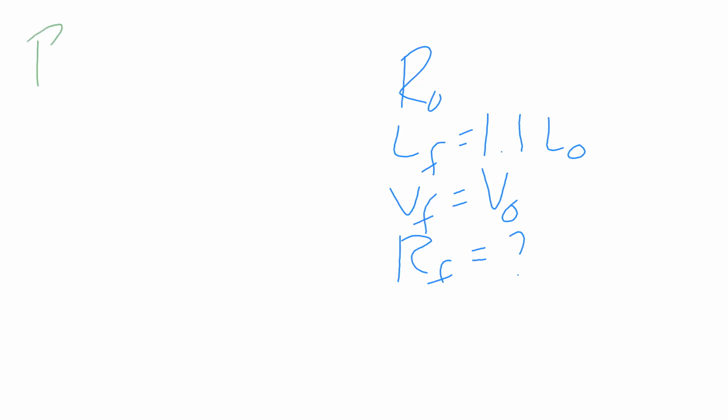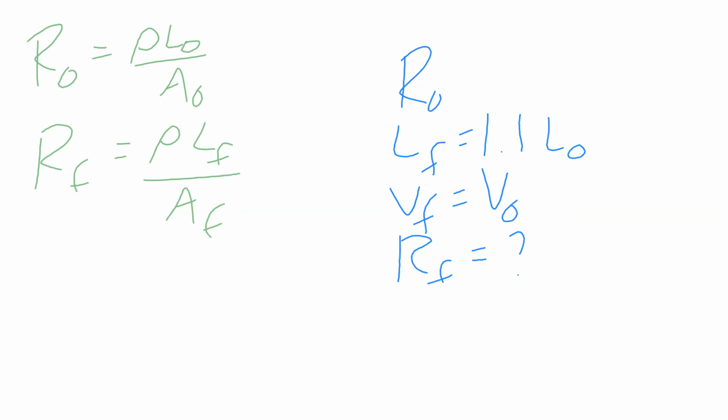It's kind of an SAT type of problem. So resistance initial is equal to rho times length initial over area initial, and resistance final is equal to rho times length final over area final. What I would like to do is get my resistance final in terms of resistance initial by replacing the variables on the right-hand side with the same variables up here. I can replace the length on top, and that would give me rho times 1.1 length initial over area final.